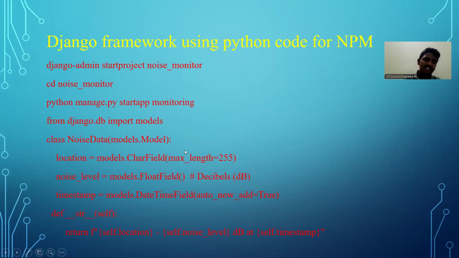As we said in the implementation steps, we have setting up the Django framework. For this Django framework, we have code in Python, Django framework using Python code for the noise pollution monitoring system. In the implementation steps, we have seen that first we need to set up the Django project, using django-admin startproject noise monitoring.